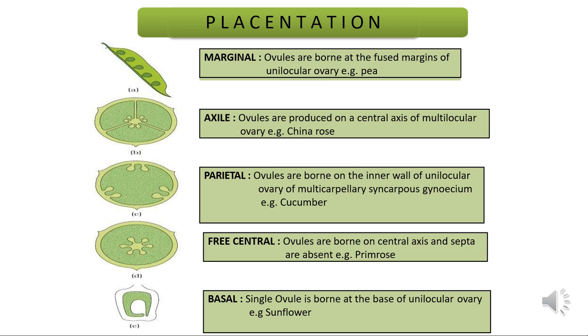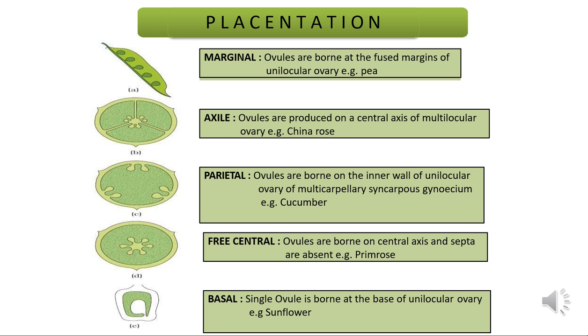Then next one is axile. Axile occurs in syncarpous pistils. The ovary is partitioned into two or more chambers. Placenta occurs in the central region where the septa meet, so that an axile column bearing ovules is formed. Examples are shoe flower, lemon and tomato. If you cut the tomato in between, you can see there are three chambers present and seeds are present on the inner side of the chamber. So you can all see by cutting a tomato. This type of placentation is present in China rose, tomato, etc.